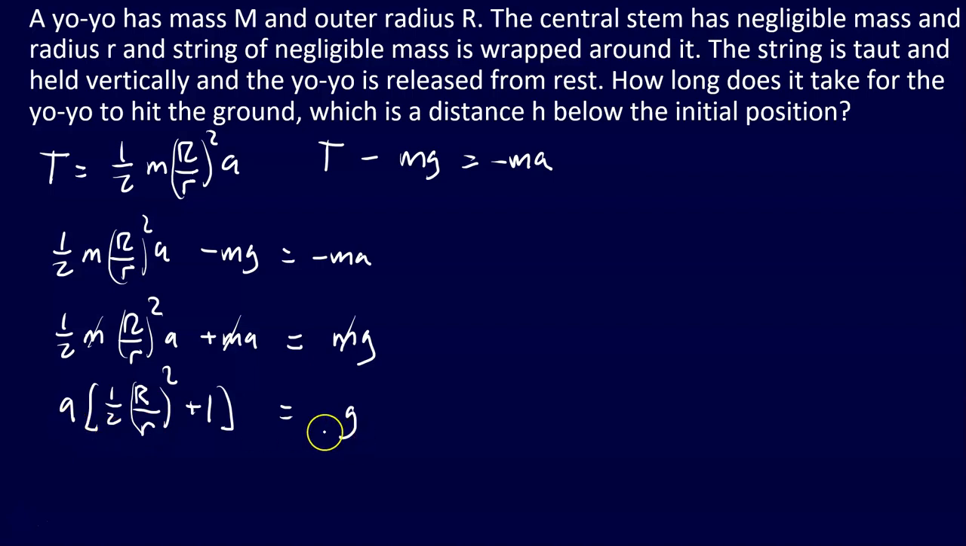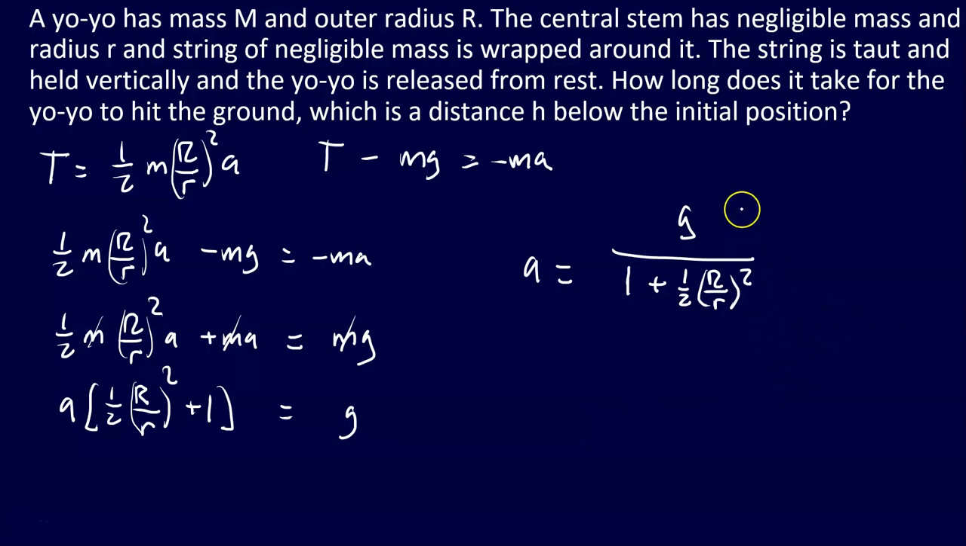Okay, and so this g will have the same units as acceleration, and this guy in here is going to be unitless because of these r's. And so we can go through and solve for our acceleration. So our acceleration will be g, all divided by, and I'll just go ahead and flip these two, make the 1 first, because it's a little bit nicer that way. So 1 plus 1/2 big R over little r squared. So that's our acceleration.